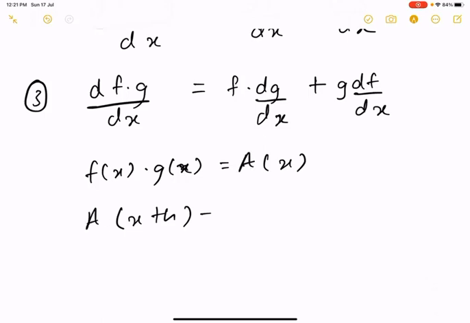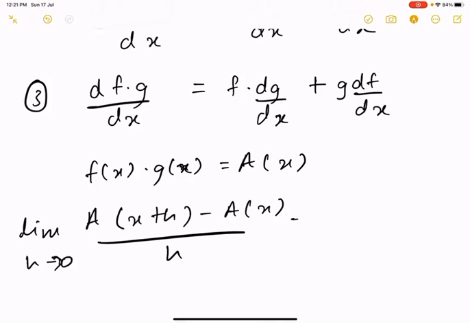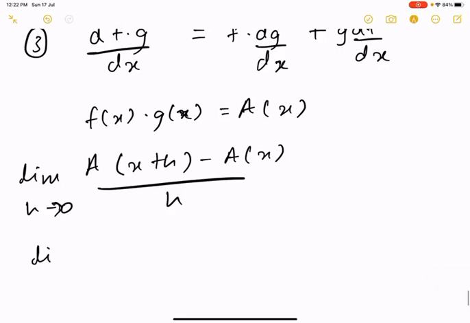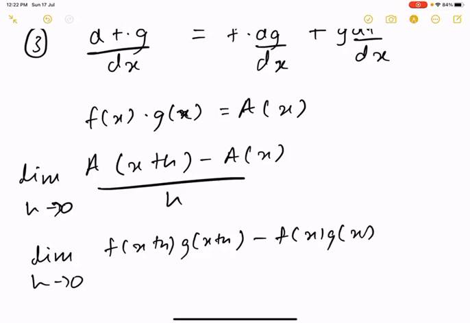So [f(x+h) g(x+h) − f(x) g(x)] divided by h, and limit as h goes to 0. So that is nothing but, I'll continue down, f of x plus h g of x plus h, minus f of x g of x, divided by h. You're finding the derivative of the multiplication of two functions, no?